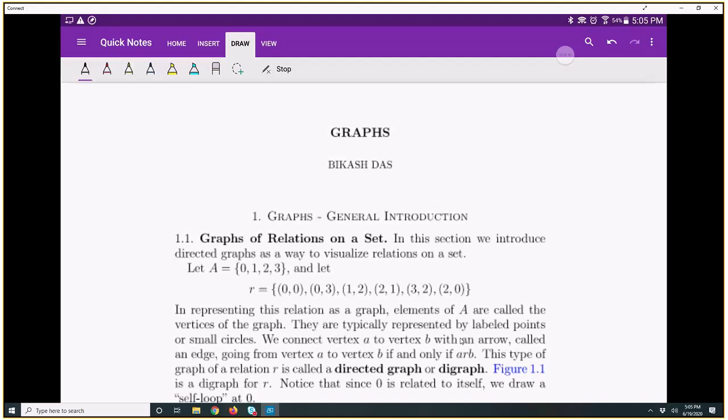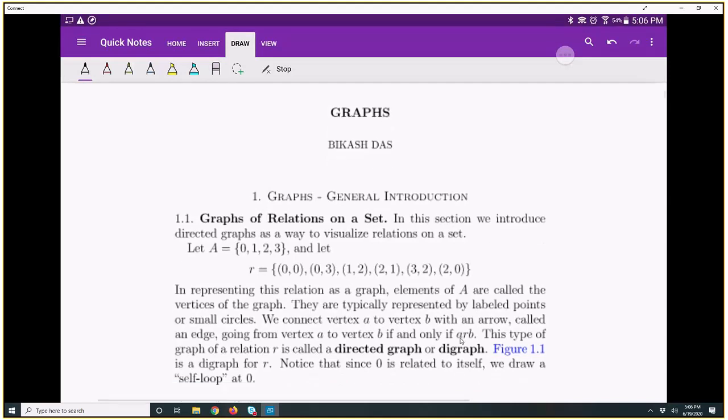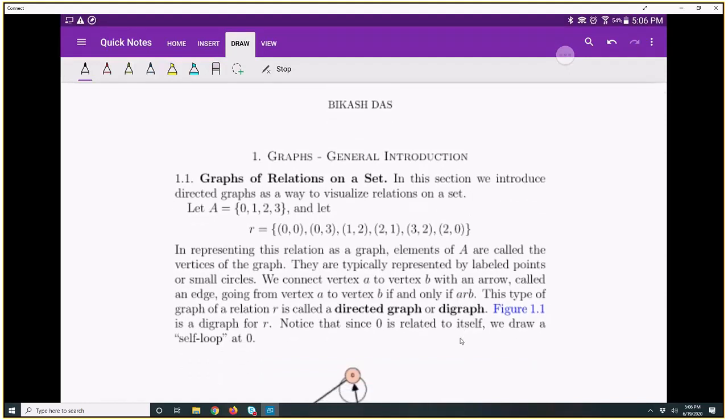This video will be our first lesson in our module on graphs, and it will be a general introduction to graphs. We'll have lots of new terminology and some definitions, and we'll see several different types of graphs. So in this section, we'll introduce directed graphs as a way to visualize relations on a set.